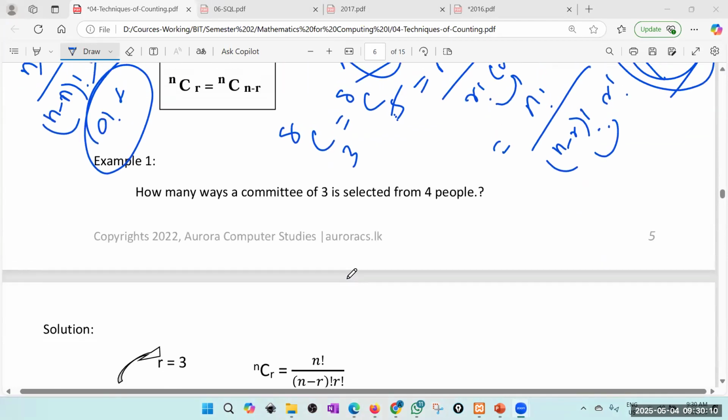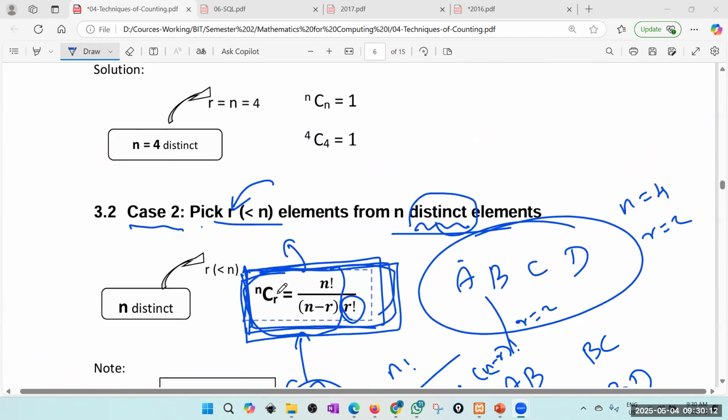Right. So now we have the nCr formula: factorial n divided by factorial n minus r divided by factorial r. That means when we have n distinct elements, how many ways can we select r elements? Select, not arrange. And if you have n distinct elements, how many ways can we arrange r elements in a linear way? We have a formula, that is nPr. In the nPr formula, this r factorial was missing.